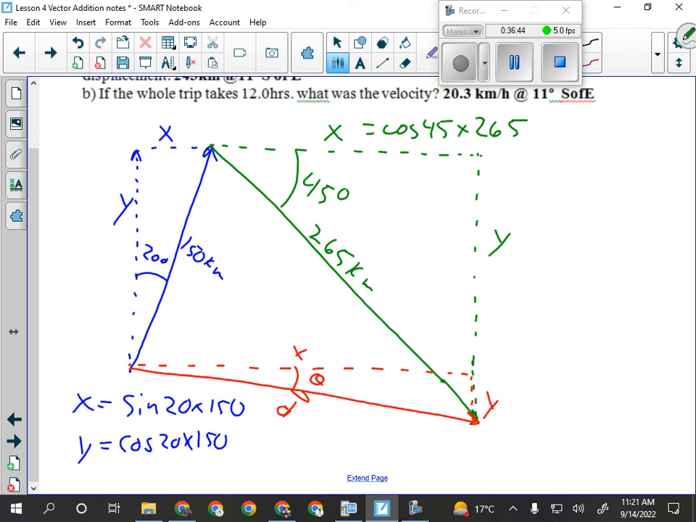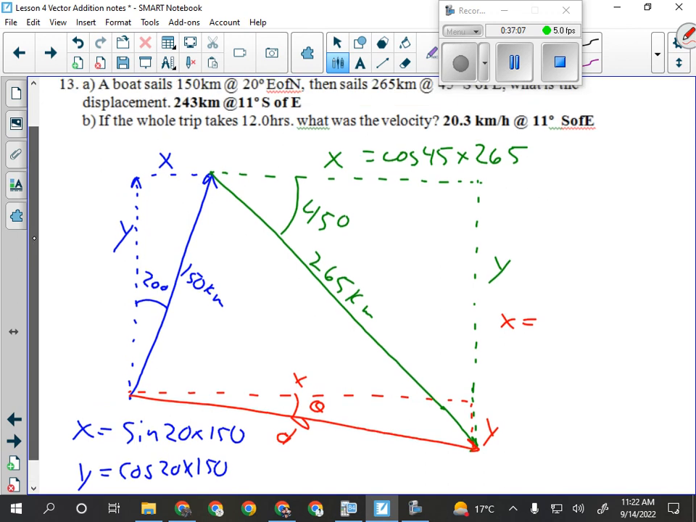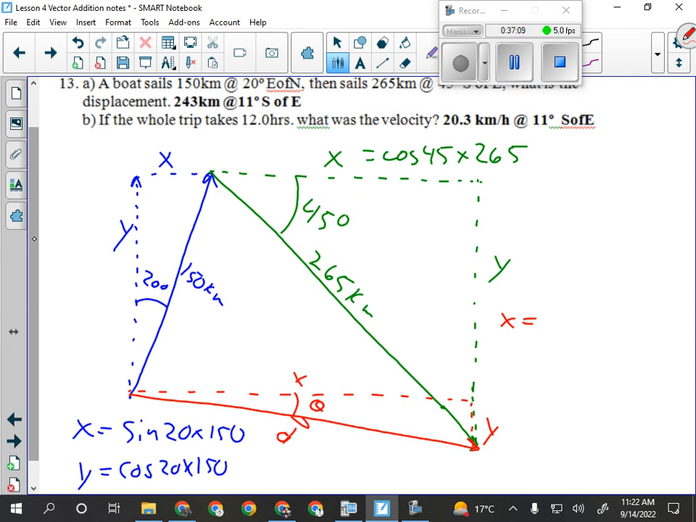Then to get red x, red x is just going to be green x plus blue x because they both point east. And then for red y, I'm going to take green y and subtract blue y because one is south and one is north. That'll give me red y. I do my Pythagorean theorem and my trig, and I should get that the overall displacement is 243 kilometers at 11 degrees south of east.